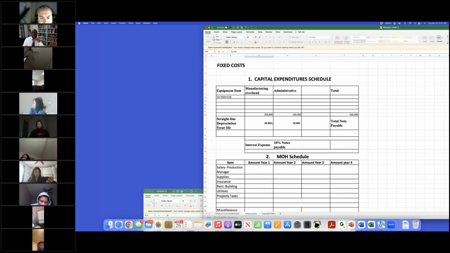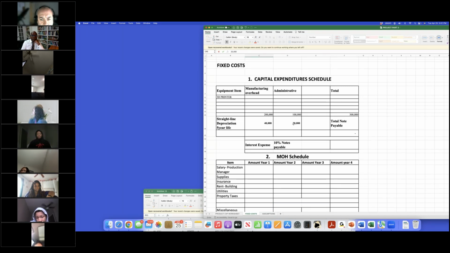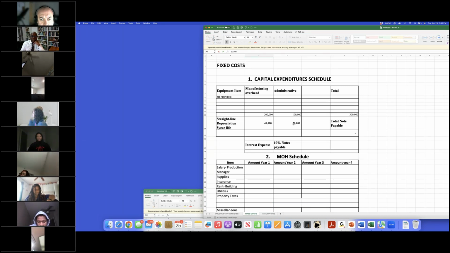And this is going to be your depreciation expense. So that's not a guesstimated number. It comes from the capital expenditure schedule. Then your total notes payable is 300,000. So you'd be debiting equipment for 300, crediting notes payable for 300.